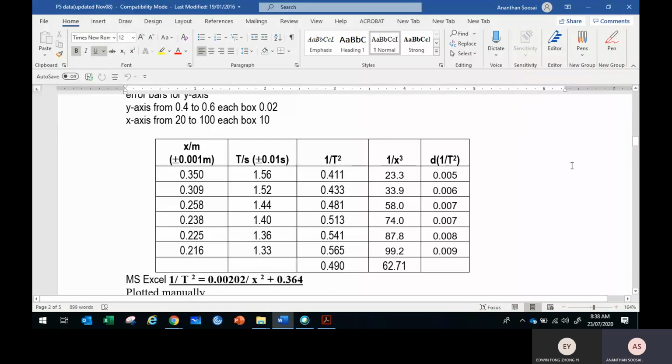Don't copy down from here. You calculate first, then check from this slide. Get the data correctly first. Calculate one by one, then check the data.